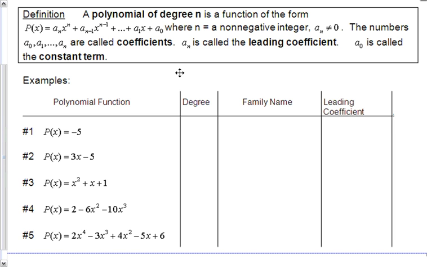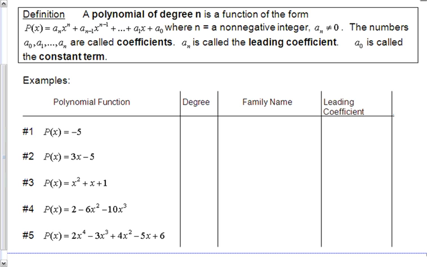Alright, in this lesson we're going to take a look at polynomials, roots of polynomials, and things that we can factor, and we can take a look at the properties that they contain. Okay. First of all, we got to talk about polynomials.